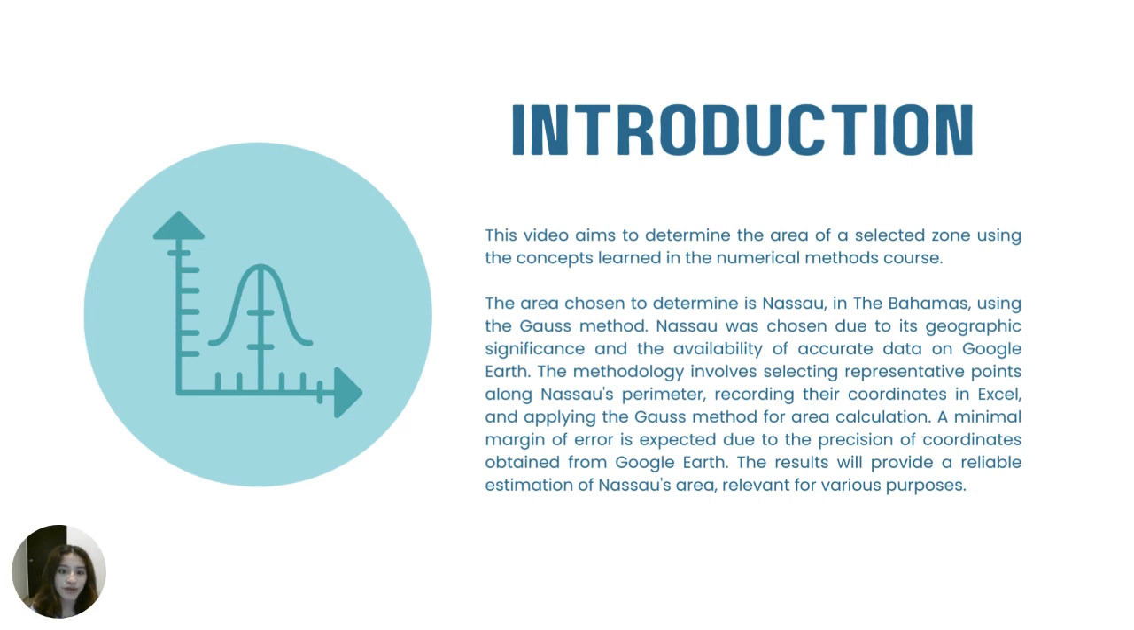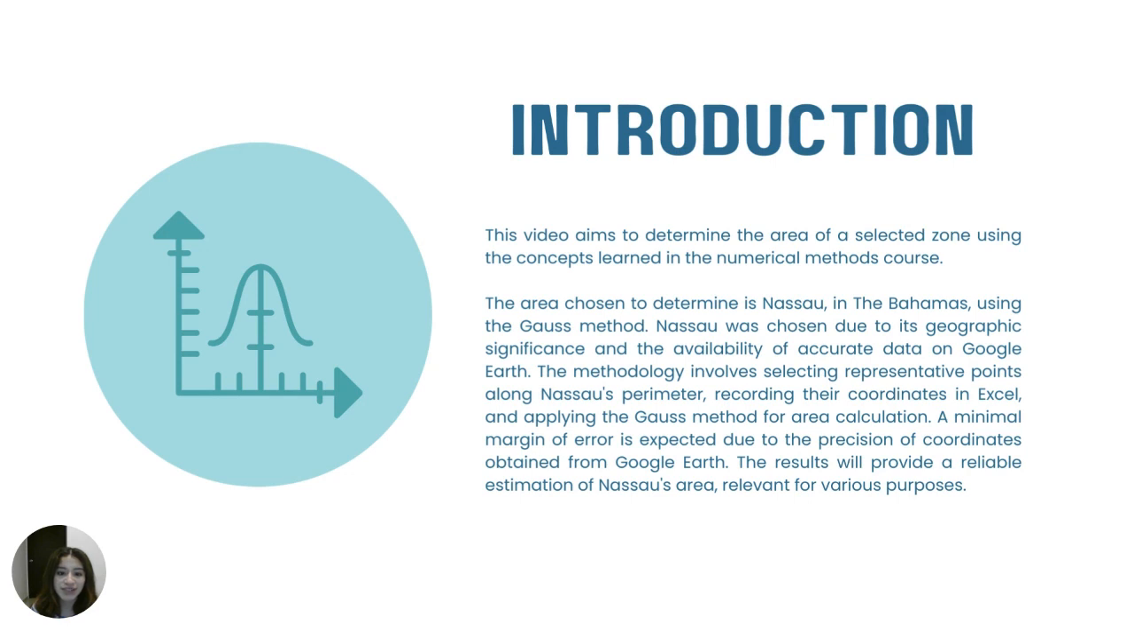Well, in this following video, I aim to determine the area of a selected zone using the concepts learned in the Numerical Methods course. The area chosen to determine is Nassau. I will be determining the area with the Gauss method. Nassau was chosen due to its geographic significance and availability of accurate data on Google Earth.